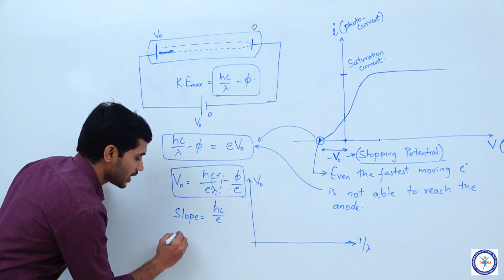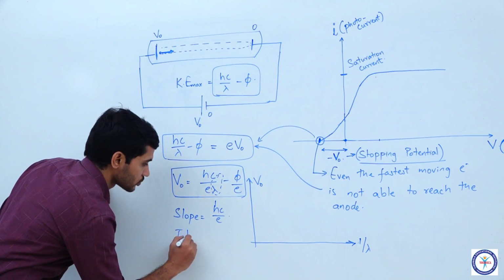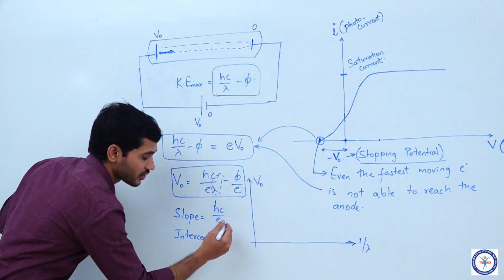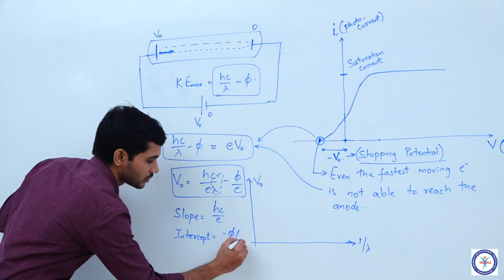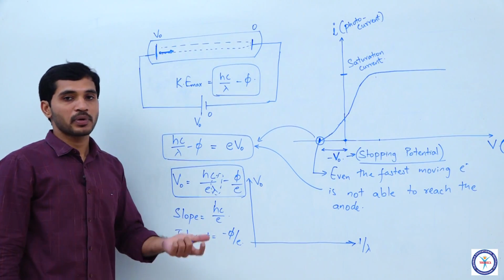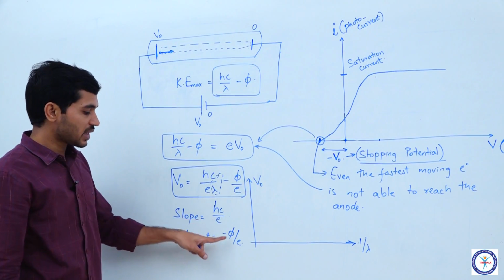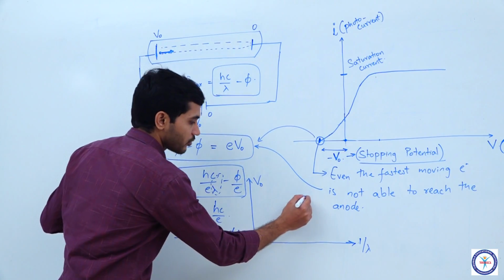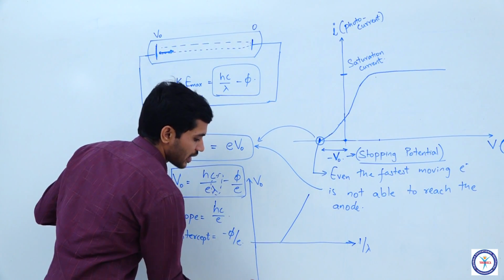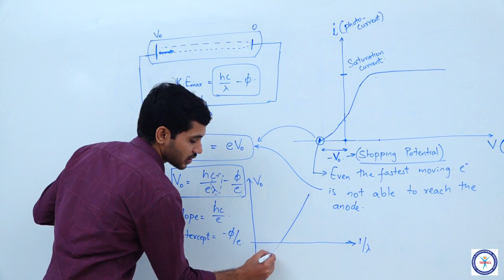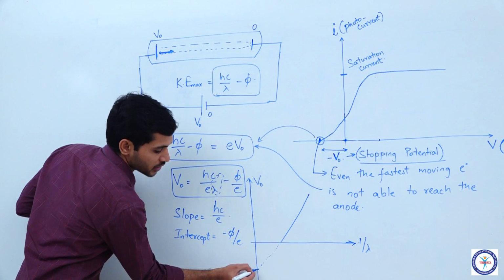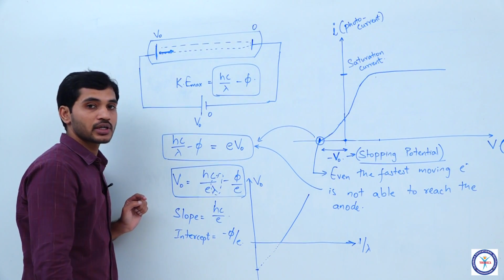So, that intercept would be negative phi by e. So, when I plot the graph, it would be a straight line which is not passing through the origin. It has a positive slope and a negative intercept. So, the graph would be like this, and if extended further, it appears to be meeting at a point which corresponds to minus phi by e.